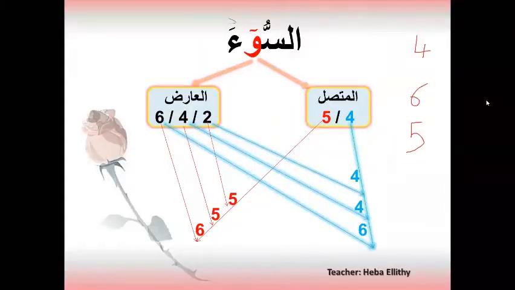Let's see here. If I ask you why you stretch this 4, you will tell me because I have مد with two reasons. These four, it's in المتصل and it's in العارض. So it's مد with two reasons, متصل and عارض. If I ask you why you stretch it 5 beats, you will tell me because it's متصل.